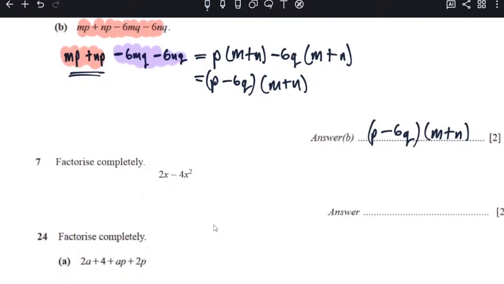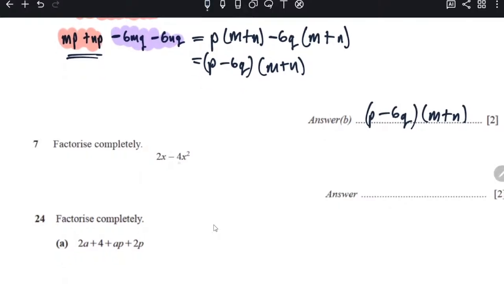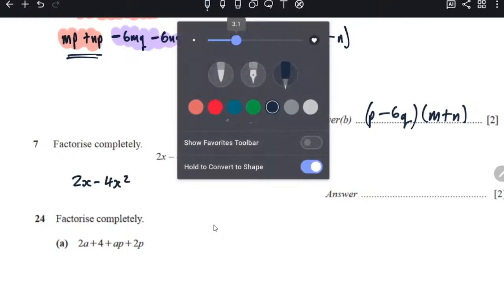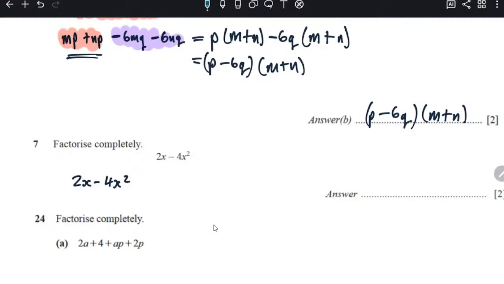We go next. Factorize completely: 2x minus 4x squared. What are we going to do? Well, the first thing you do, you look for a number that is common. Because this is not the difference of two squares. You don't use by grouping. This is not four things. You don't say a quadratic trinomial. We don't even have three things here.